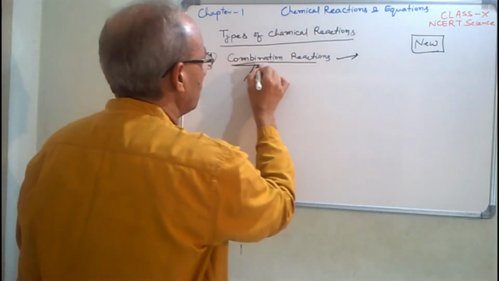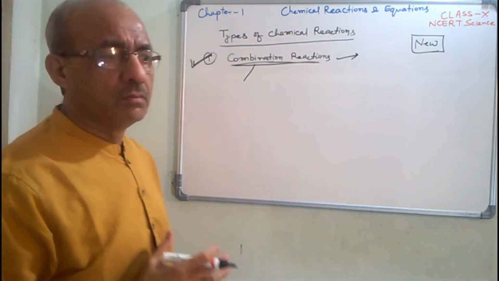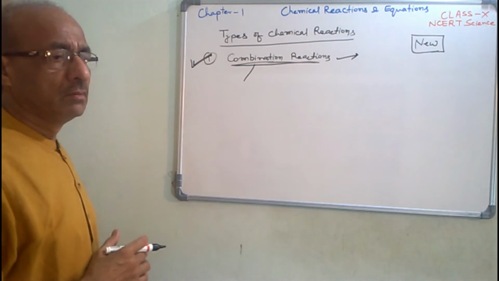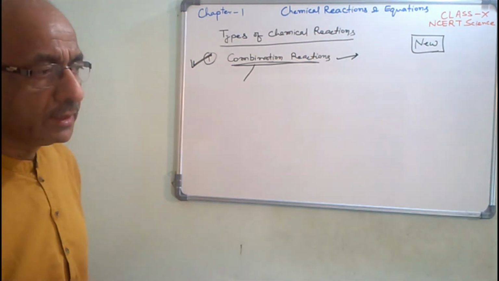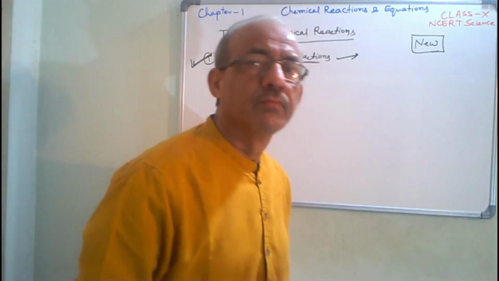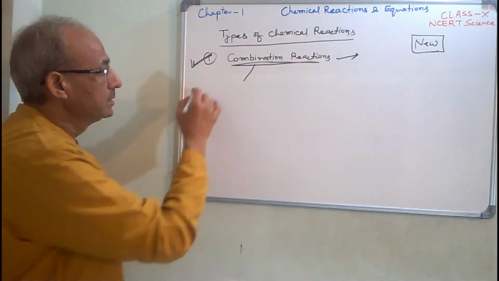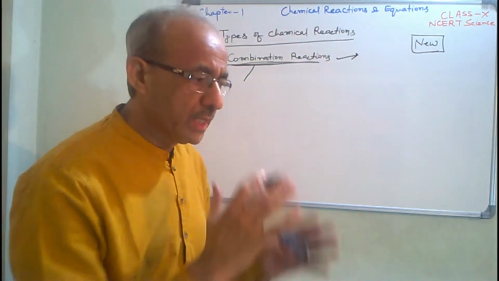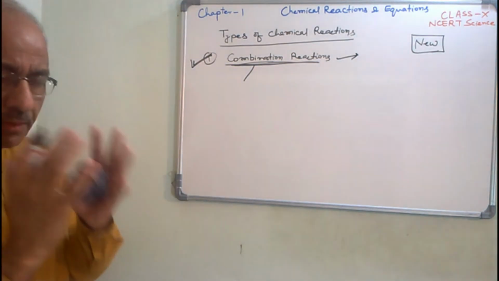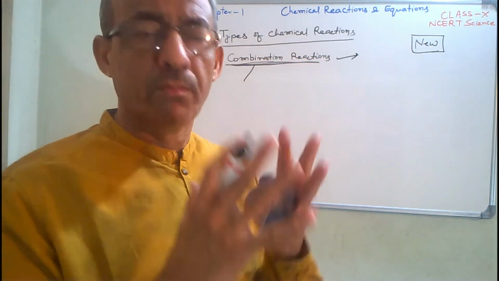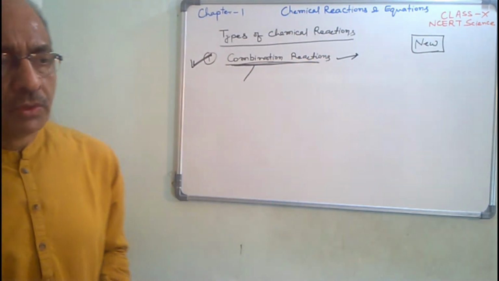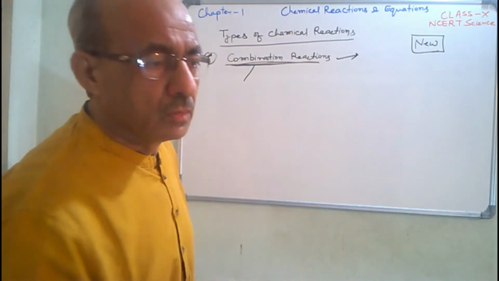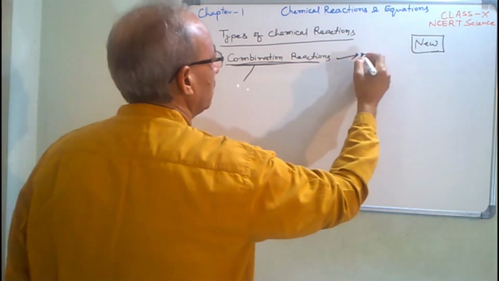Exactly, you listen to the definition of the combination reaction. When two or more chemical substances combine together during chemical reactions and a single type of product is produced, those types of chemical reactions are called combination chemical reactions. Again, I am repeating the definition. When two or more chemical substances are combined together during chemical reactions and form a single type of product, those types of chemical reactions are called combination reactions.